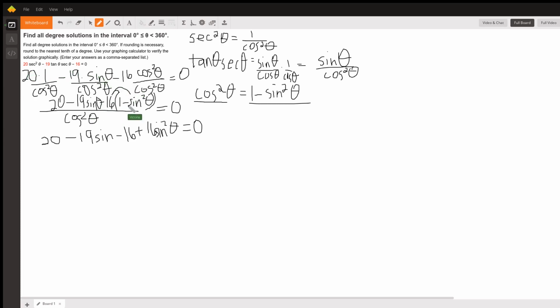And I'm just going to set the top equal to 0 because that's what's going to cause this equation to equal 0. So now I'm going to combine these like terms, and I'm going to put the squared term first. And so what I get is 16 sine squared theta minus 19 sine theta. I forgot my theta again. And then this is 20 minus 16. This is plus 4.